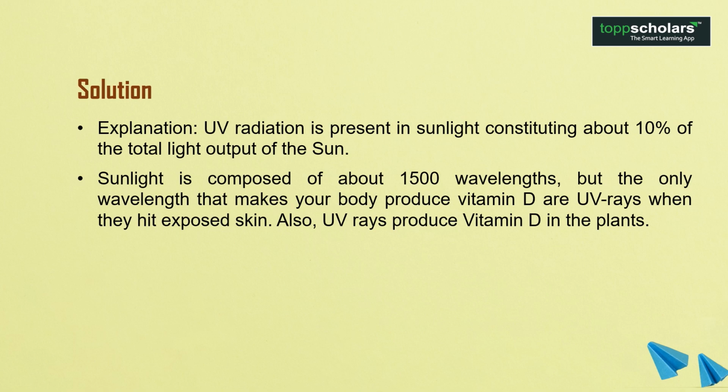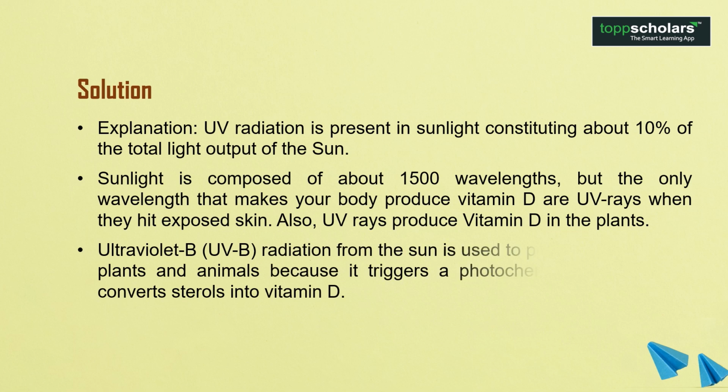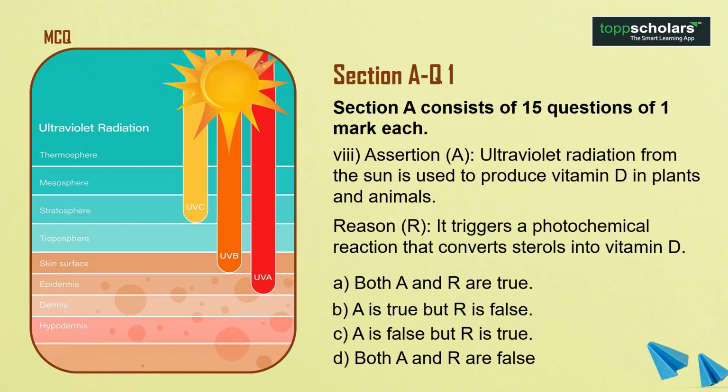Sunlight is composed of about 1500 wavelengths, but the only wavelength that makes your body produce vitamin D are UV rays when they hit exposed skin. Also, UV rays produce vitamin D in the plants. And ultraviolet B, that is UVB radiation from the sun, is used to produce vitamin D in plants and animals because it triggers a photochemical reaction that converts sterols into vitamin D. So what is the right answer? Both the statements given here are true, that is assertion is true and reason is also true.